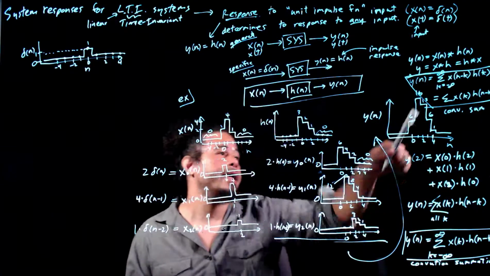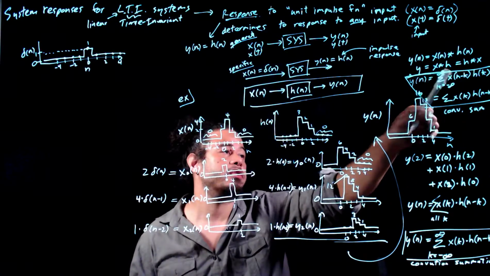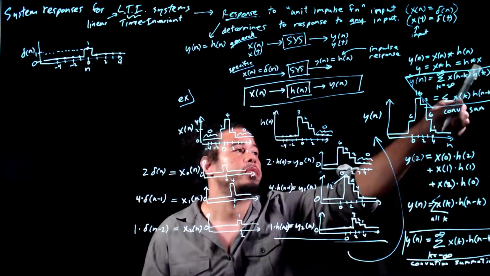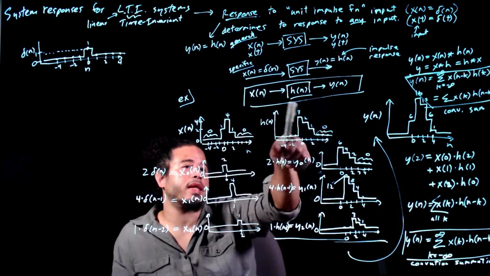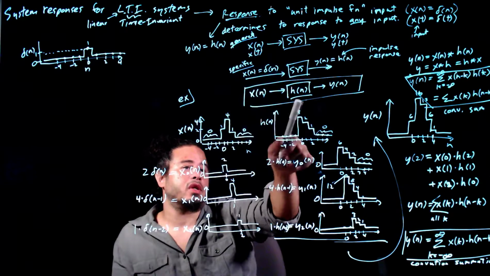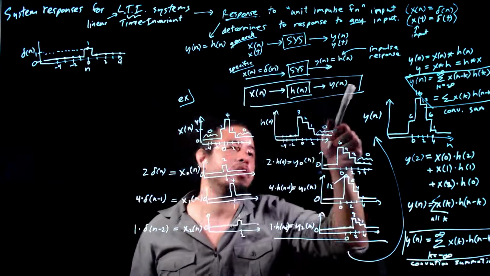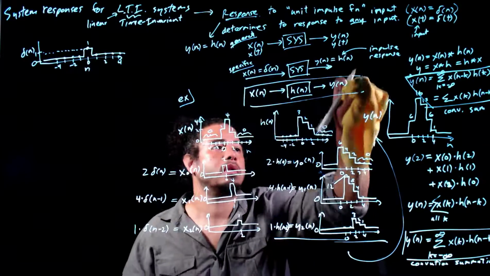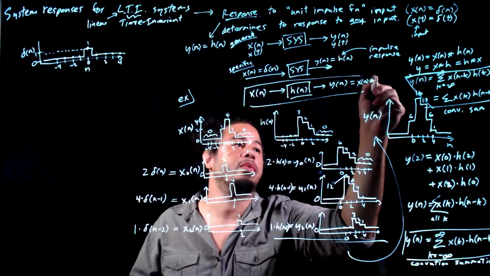All right, and they can be written as an operation: y is equal to x convolved with h, or y is equal to h convolved with x. And so going back to our way of writing the system, where x of n goes to some system that can be described by h of n to give you an output y of n, what we have is that y of n is equal to x of n convolved with h of n.